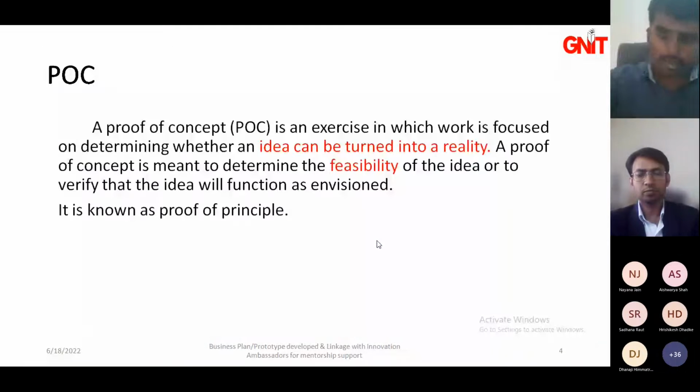So before going to the business plans, we need to know the proof of concept. We are going to start a prototype. If you are going to develop any prototype or anything, first you need to know the proof of concept. So what is this proof of concept? Proof of concept is an exercise in which work is focused on determining whether an idea can be turned into reality.